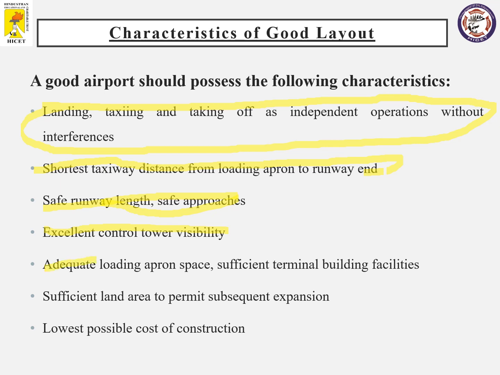And the next one will be your adequate loading apron space and efficient terminal building facilities. We should be providing all the facilities in our terminal building. Take an air passenger, particularly one for whom this is the first experience of going into an airport. He should be properly guided by the people, or visual boards should be placed, so the passenger is able to take care of himself. If he has a longer waiting time, waiting lounges have to be provided with proper water, food and other facilities.